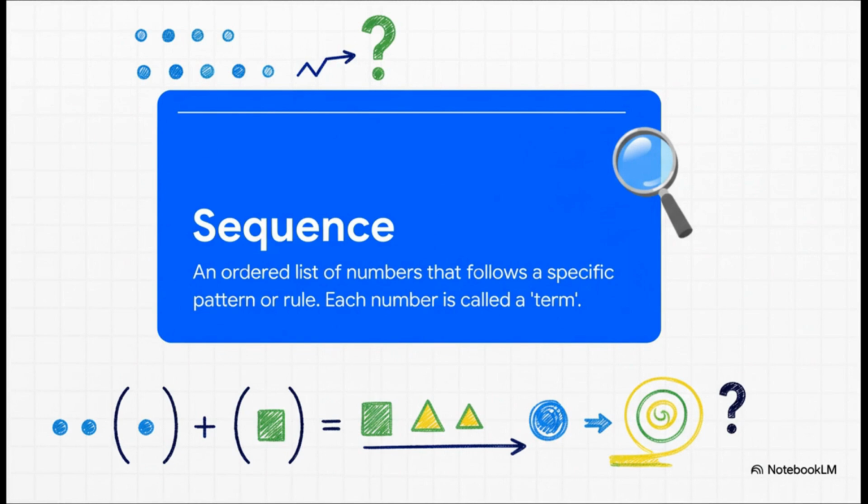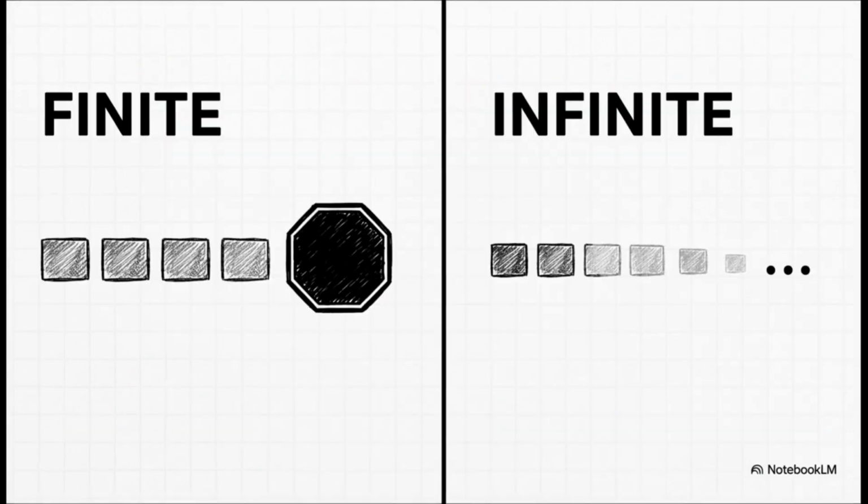What you just did there, that's recognizing a mathematical sequence. It's really just a fancy way of saying it's an ordered list of numbers. We call each number a term that follows a very specific rule or pattern. Now, when you talk about sequences, they basically come in 2 main flavors. First, you've got your finite sequences. These guys have a clear stopping point, like the first 5 even numbers. And then you've got infinite sequences, which, yeah, you guessed it, just keep on going, forever.